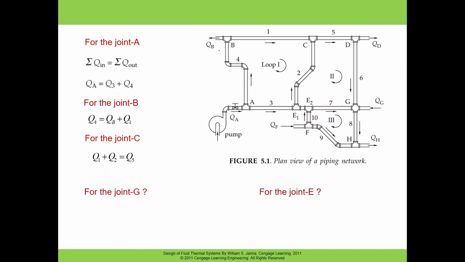And then we have the continuity for each node. For example, this is one node and this is another node. So this is node A, this is node B, and this is node C, and this is node D, and so on.